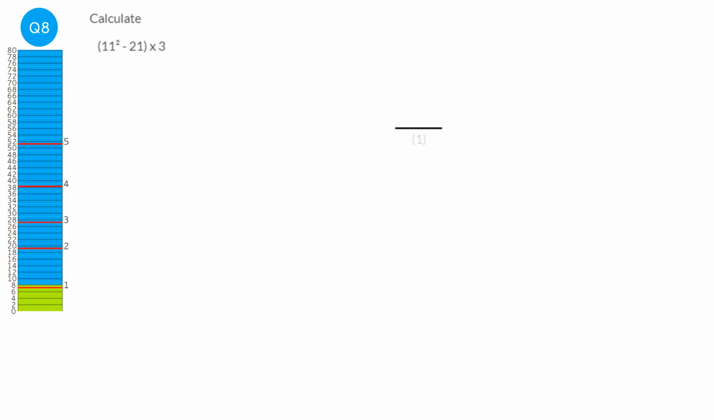For this question, we're going to have to remember BIDMAS or BODMAS. So we're going to first of all look and see if we've got any brackets. Well, we do. We've got the 11 squared minus 21 in brackets, so we're going to be looking at that bit first. Inside the brackets though, we don't have any brackets, but we do have an indice. We've got that 11 squared, so we're going to deal with that first. So 11 squared is 121.